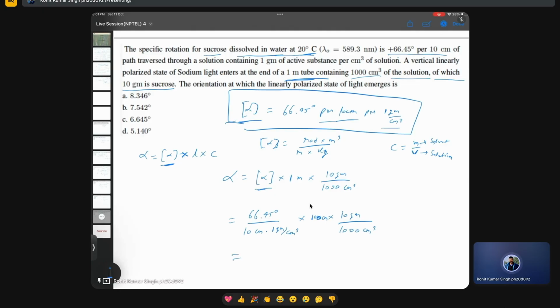So as you can see here, all these grams and centimeters will cancel out. So you don't need to change everything into SI units. You can keep this. Because there is only 66.45 there, and everything else is 1, you will get this answer, 6.645 degree. So this is the change of the angle of polarization or orientation.